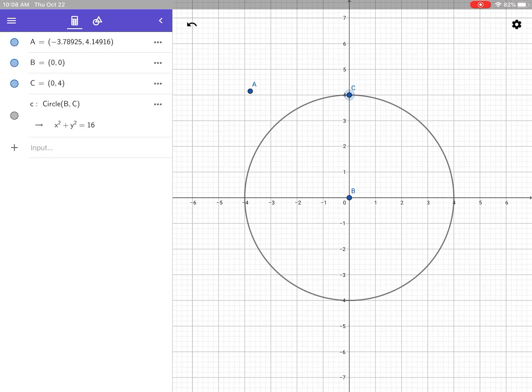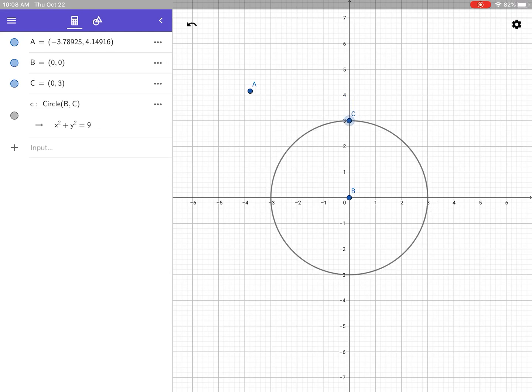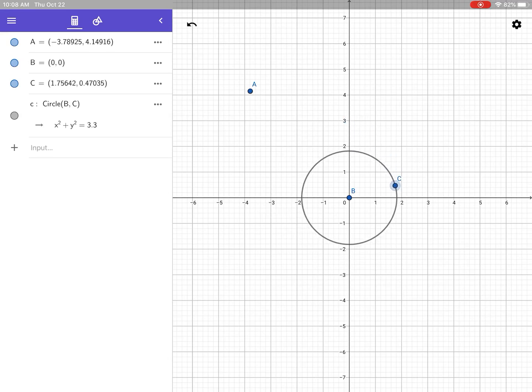Now we hit that equation calculator thing at the top. And notice right there on the page, it says circle BC, and then it says x squared plus y squared is 16. So notice if I move the letter C down, it dynamically changes to 9 because my radius is now 3. Or I could move it down on the x-axis, and you can see it's 4.